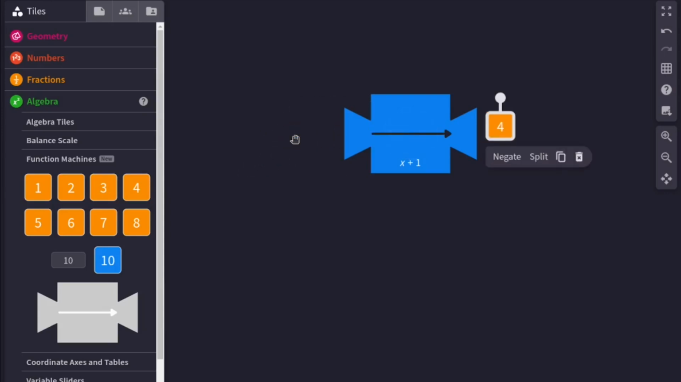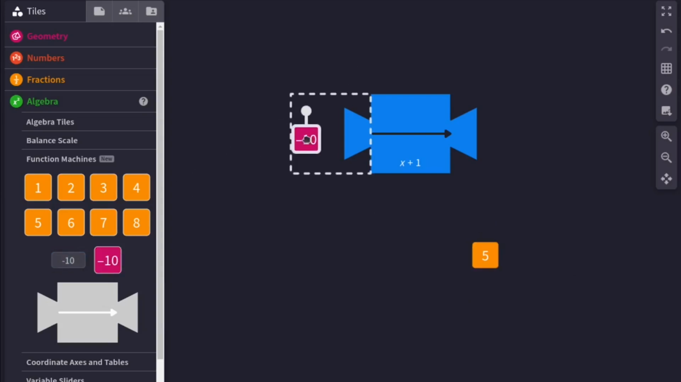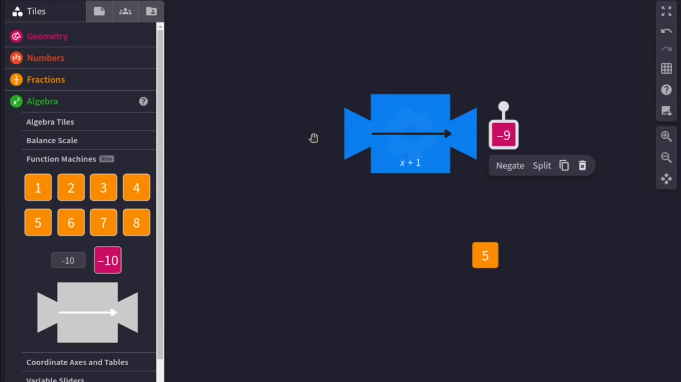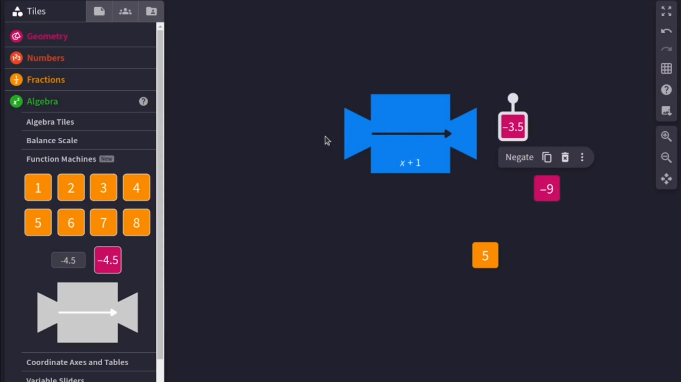You insert 3, you get 4. Maybe you take 4 again and use that as an input, and then you get 5. You could use negative numbers. I'll use minus 10, and let's see what happens. Of course, you add 1 and then you get minus 9. You could use fractions as well, or decimals. Let's use 4.5. That works the same. Take that, and that goes in your input, and again add 1.